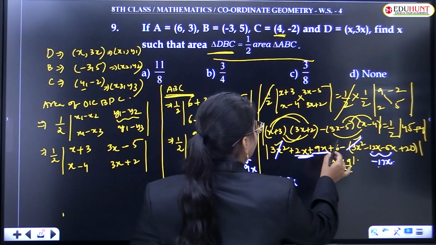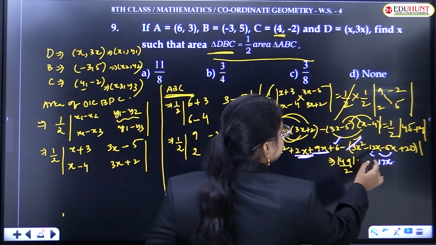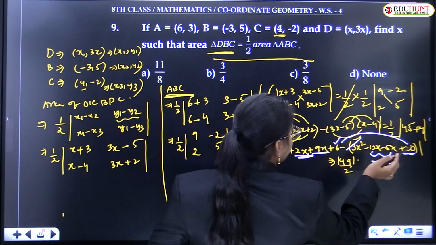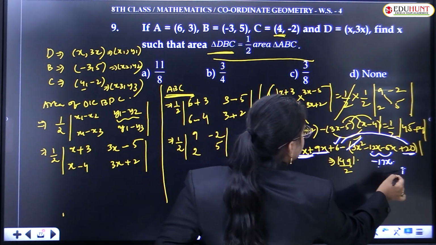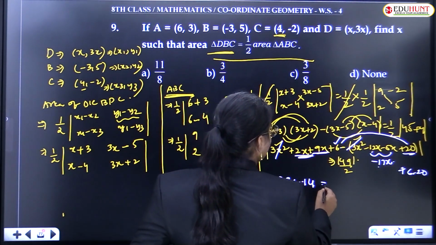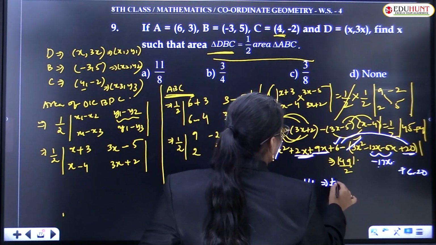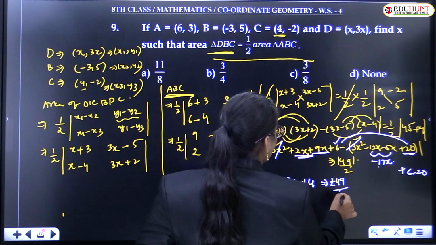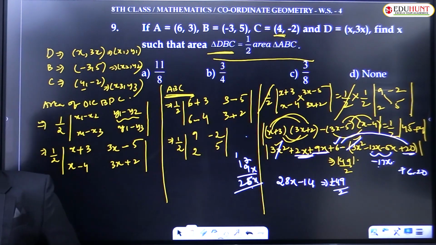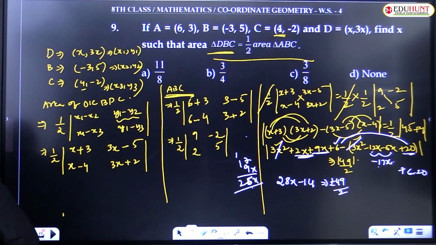So you are only left with 6, and this is how much? Plus 20, minus into plus is minus 20. Plus 6 minus 20 is how much? Minus 14 is equal to mod, take mod, which will have plus or minus by 2. Plus or minus by 2. I hope I am clear with this. Am I done?